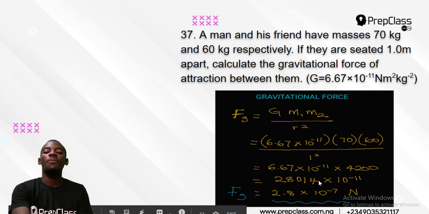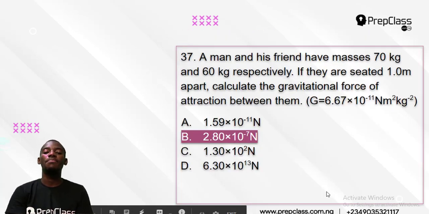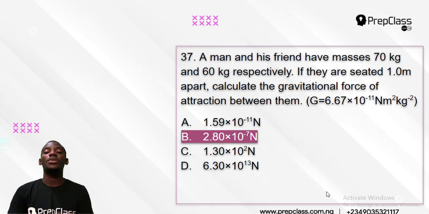Now put it in standard form. That means that the point will move from here 1, 2, 3, 4, to the back of 2. 4 steps. So that means you will add 4 to this minus 11, and that will give you minus 7. That will become 2.8 times 10 to the power minus 7, and that is my answer, making option B the correct answer for the gravitational force.